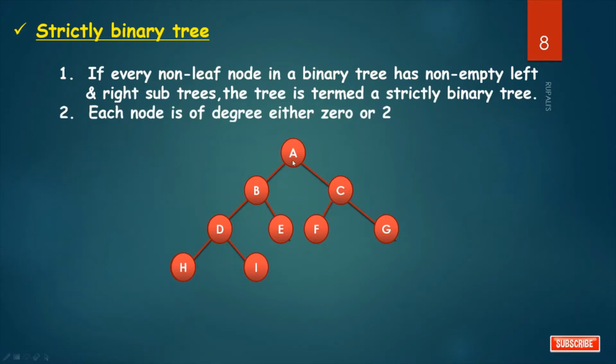Okay. See here, for A, the degree is 2, for B, degree is 2, for C, degree is 2, for D, degree is 2, and remaining all nodes have degree 0. So, this one is strictly binary tree. In case of strictly binary tree, each node is of degree either 0 or 2.